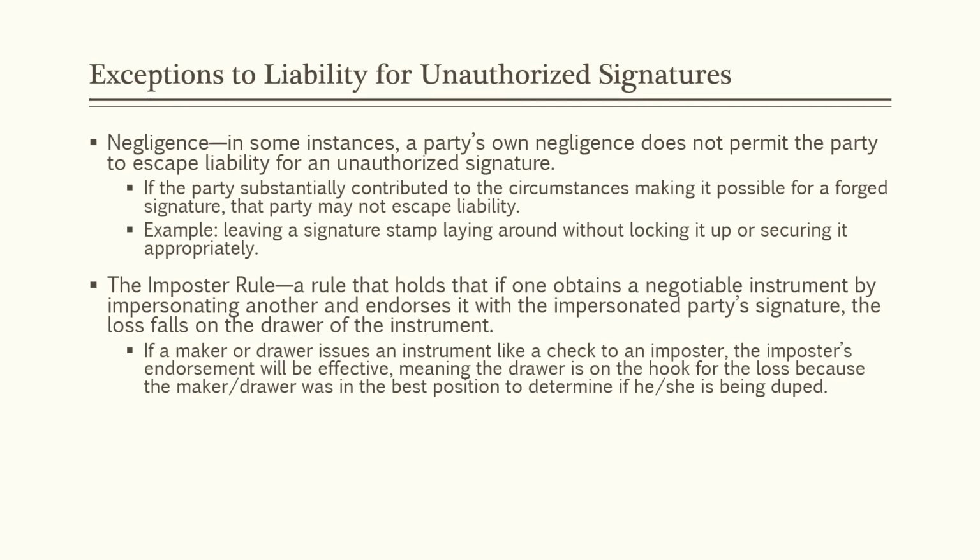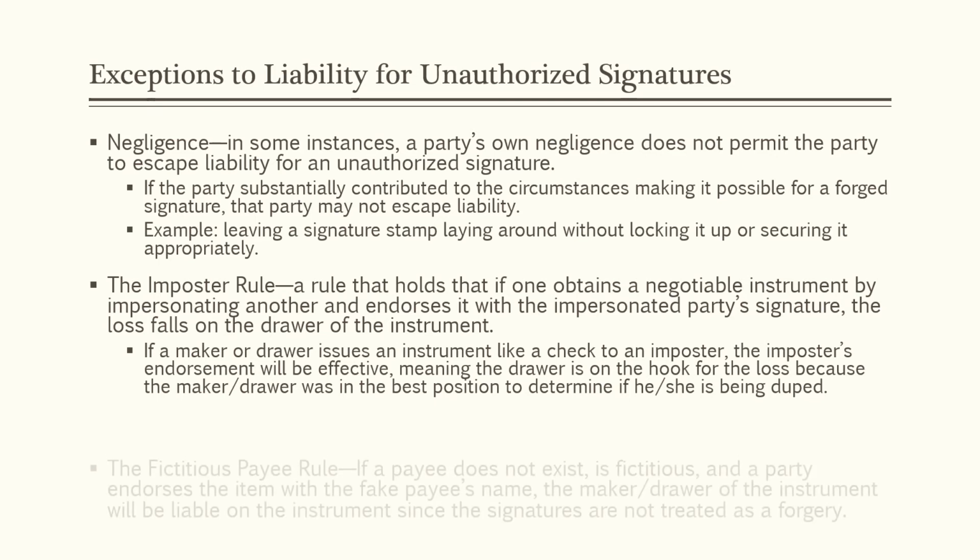Then there is the imposter rule. This is a rule that holds that if one obtains a negotiable instrument by impersonating another, and then endorses it with the impersonated party's signature, the loss falls on the drawer of the instrument, the person who issued it. If a maker or drawer issues an instrument like a check to an imposter, the imposter's endorsement will be effective, meaning the drawer is on the hook for the loss because the maker or drawer was in the best position to determine if he or she was being duped.